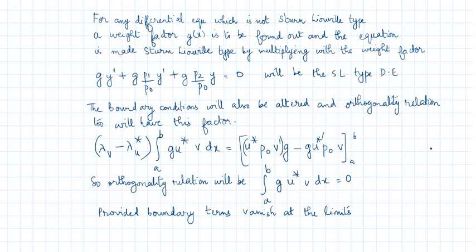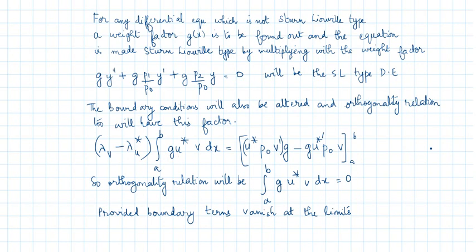This we saw before, and suppose a differential equation has to be made Sturm Liouville type, and assume that g of x is the factor which is to be multiplied throughout, and this is how you can convert your differential equation to Sturm Liouville type. So this is a Sturm Liouville type differential equation. And when your differential equation becomes like this, obviously the relation from where orthogonality condition can be obtained, that will also be altered by this weight factor.